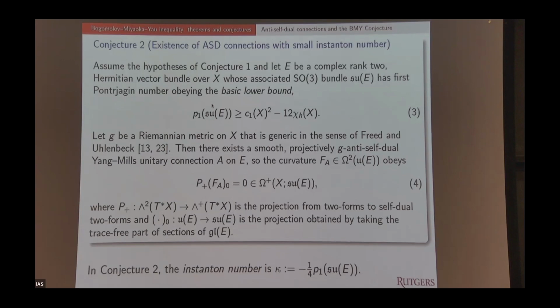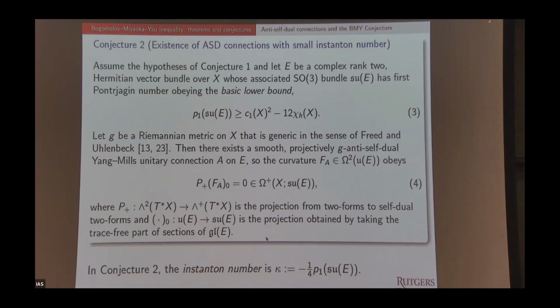So let's suppose that over our four manifold we have a rank 2 Hermitian bundle, and its first Chern number satisfies an inequality. Now, if you translate this inequality on the first Chern number into the so-called instanton number that you read about, amongst other places, in the book by Donaldson and Kronheimer, it says that you're interested in SO(3) bundles with a small instanton number. I'll talk about why that's significant in a moment.